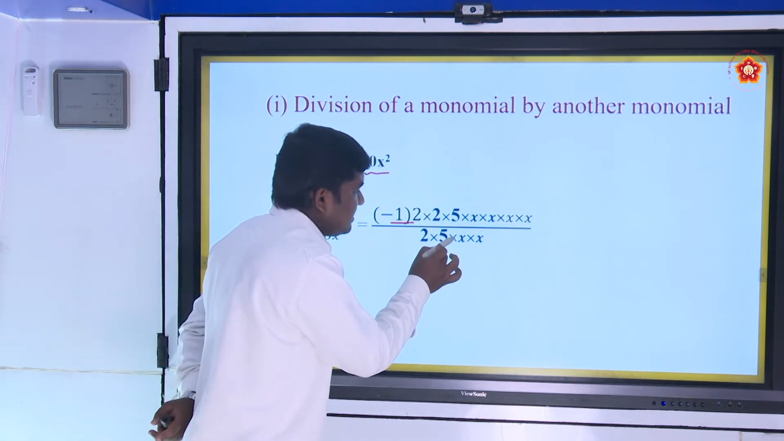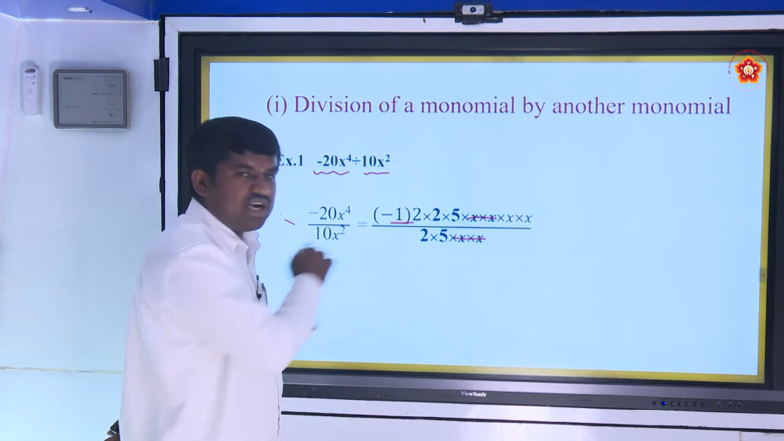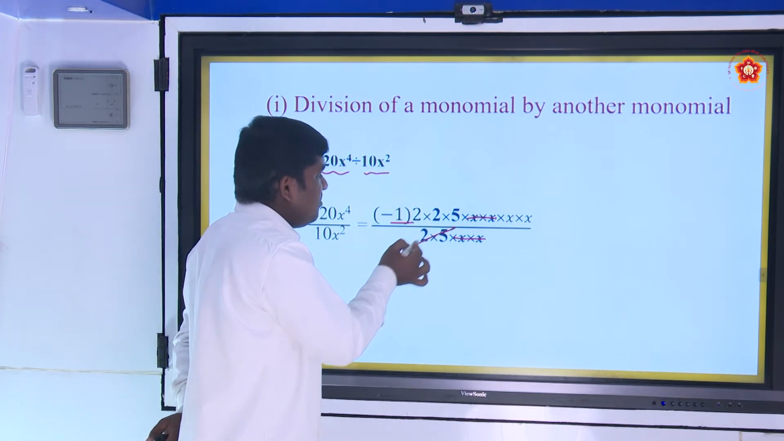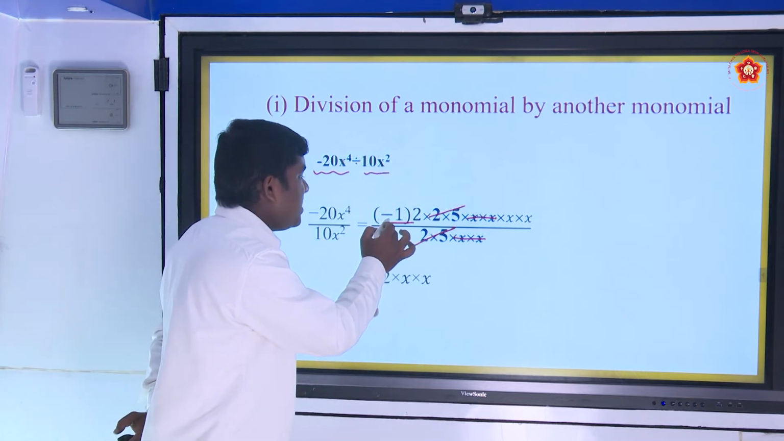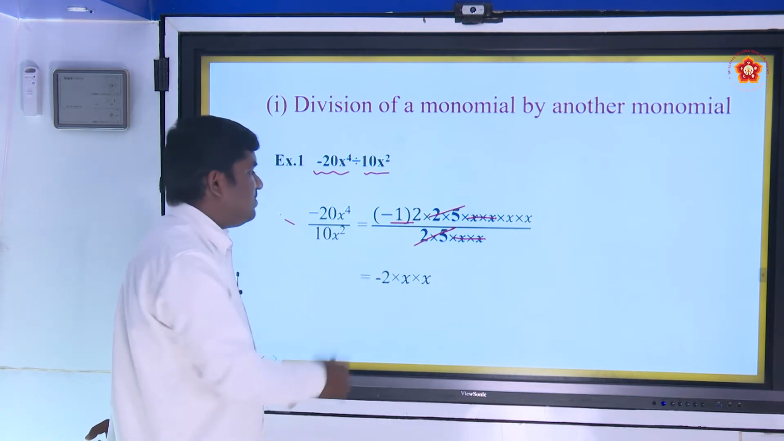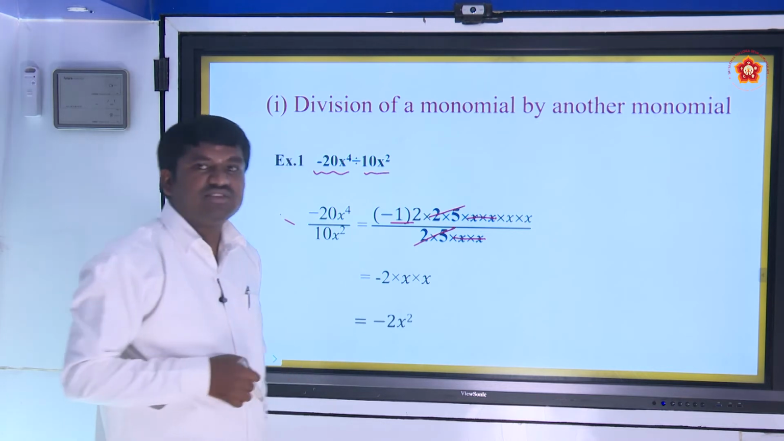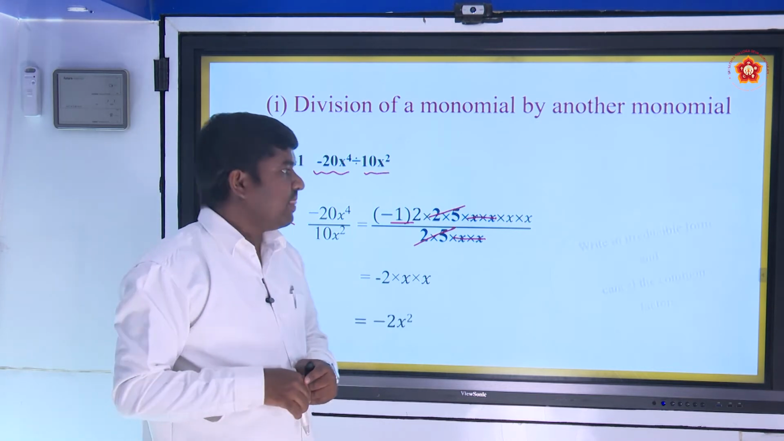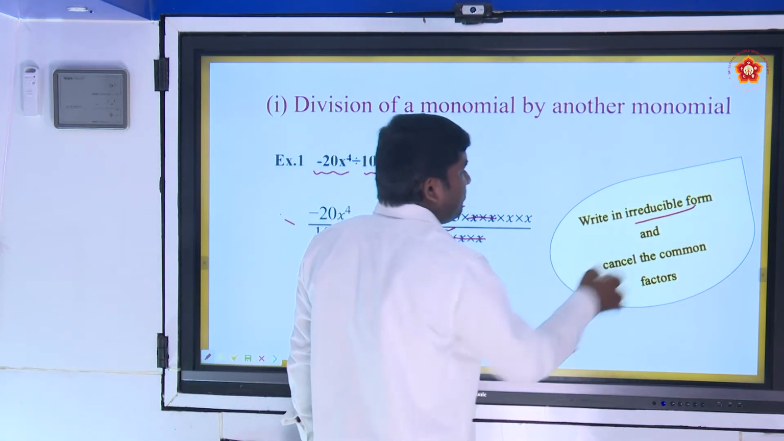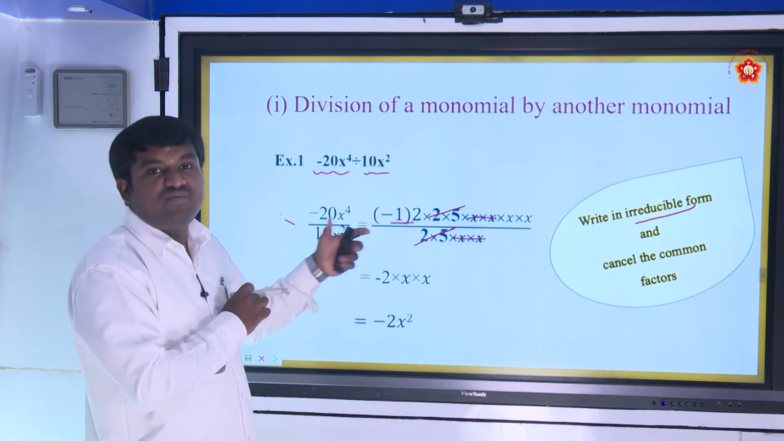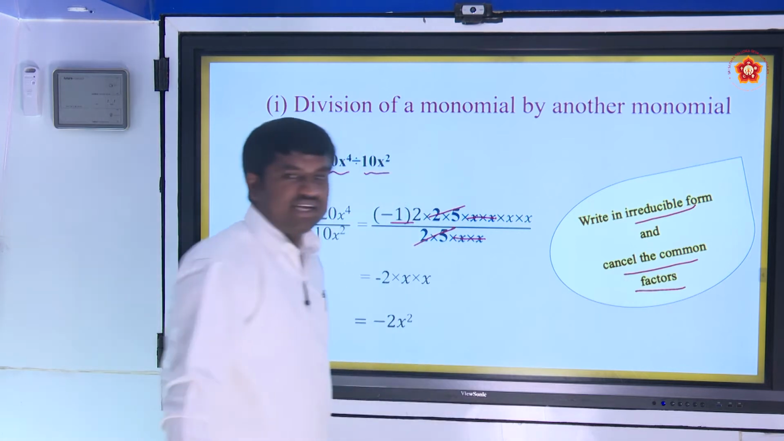See here, x into x and x into x are common factors in numerator and denominator. So 2 into 5 and 2 into 5 cancel. The remaining thing is minus 1 into 2 into x into x. So the final answer is minus 2x square. What do we do? First write in irreducible form the terms. Next cancel the common factors.